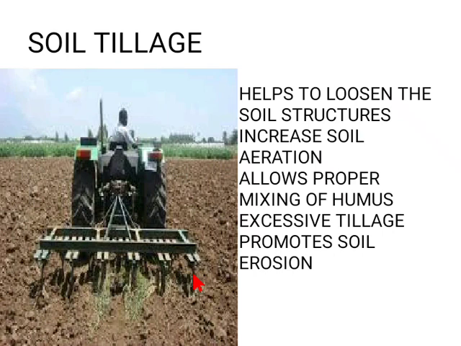Soil tillage helps to loosen the soil structure and increase soil aeration, but when you till the soil, it will destroy some animals of the soil and some plants. With that, it will have sent away some animals from their habitats. Excessive tillage also promotes soil erosion. You can see this tractor being used.